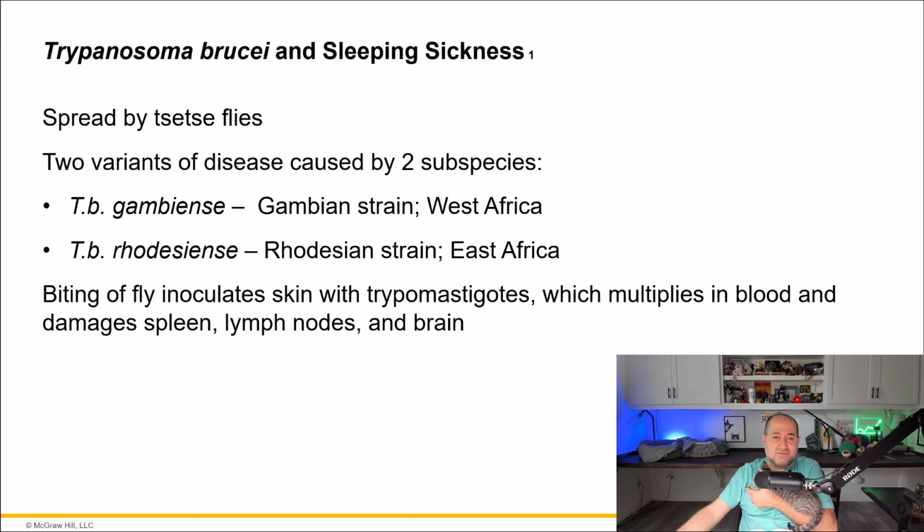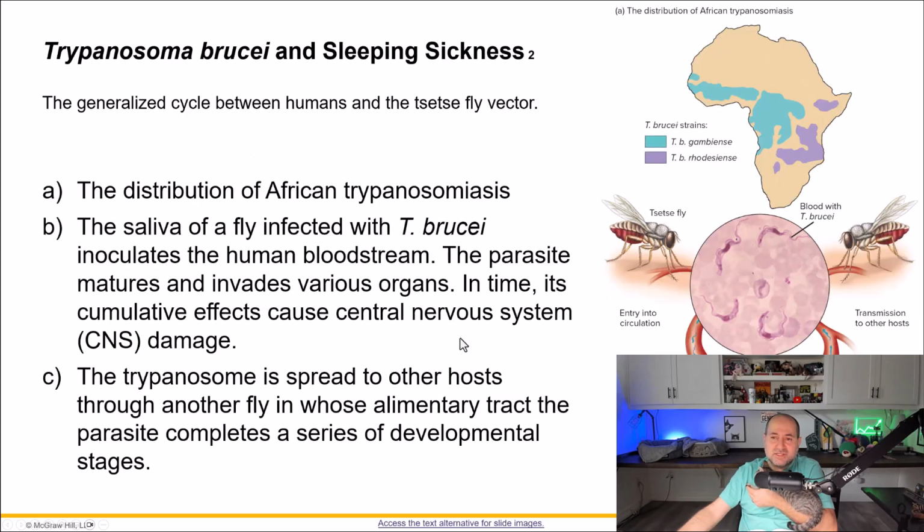strain of East Africa. When the tsetse fly bites, it inoculates your skin with those trypomastigotes, which multiply in your blood and damage your spleen, lymph nodes, and brain. This is a blood pathogen. So you find these little guys inside of your blood.